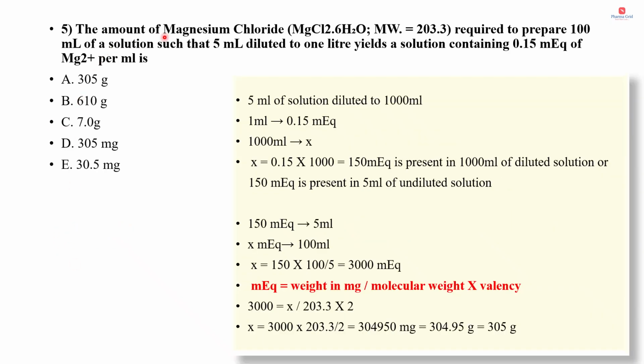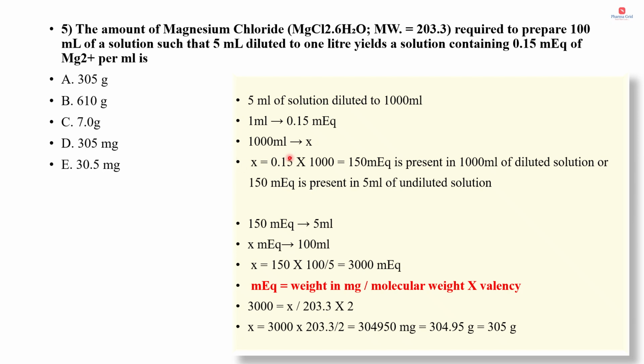Question number 5. The amount of magnesium chloride having molecular weight 203.3 required to prepare 100 ml of a solution such that 5 ml diluted to 1 liter yields a solution containing 0.15 milliequivalent of magnesium per ml is. This is the same type of question we have done before. Here we need to find the amount of magnesium chloride required to prepare 100 ml of a solution. The clue given is that 5 ml diluted to 1 liter yields a solution containing 0.15 milliequivalent of magnesium per ml. That is, 1 ml contains 0.15 milliequivalent.